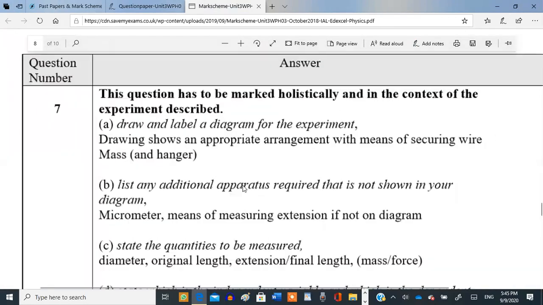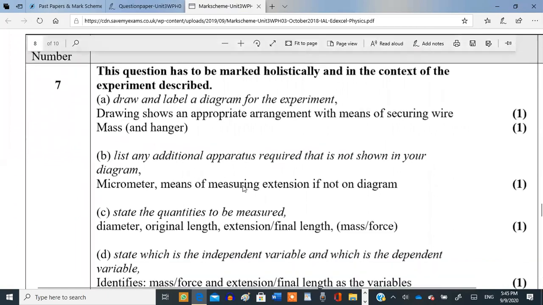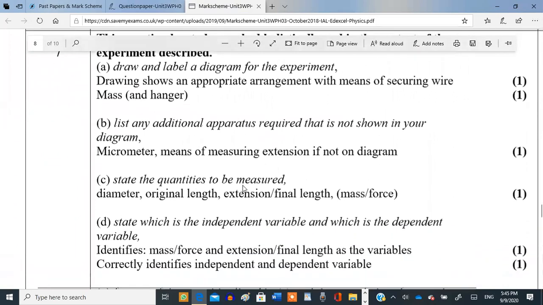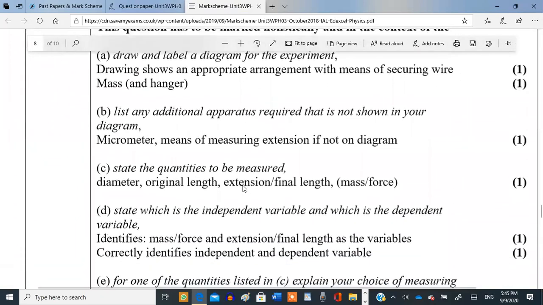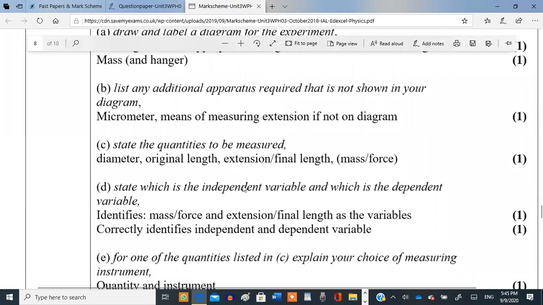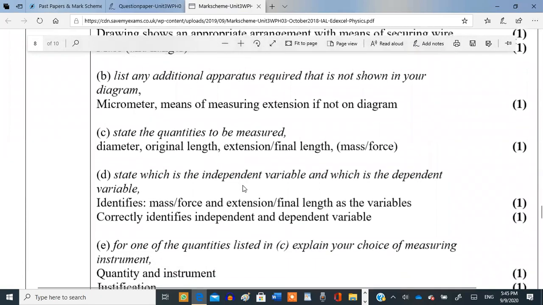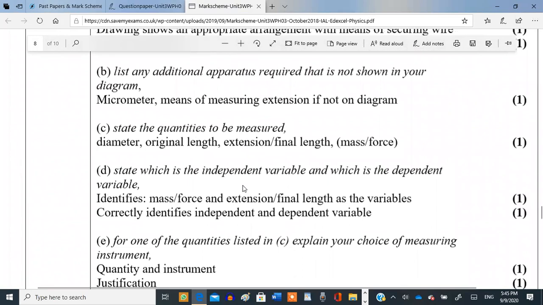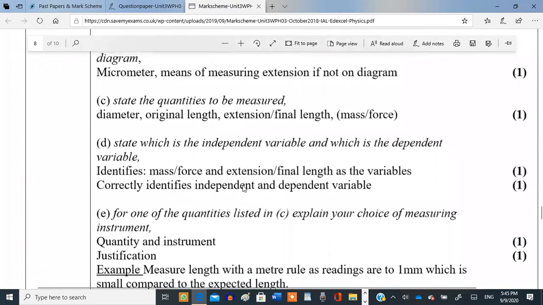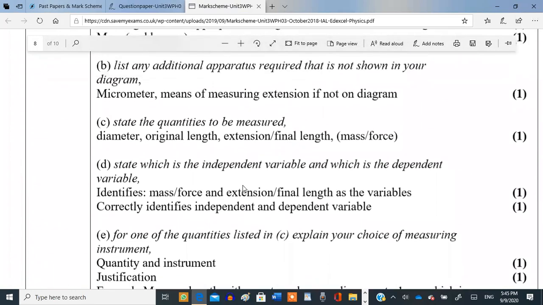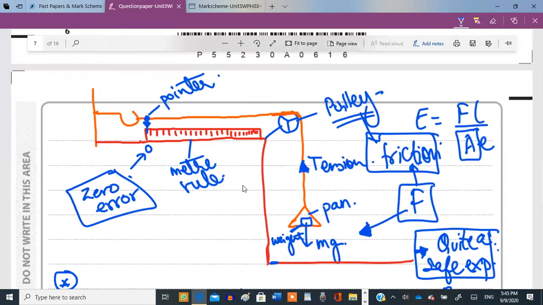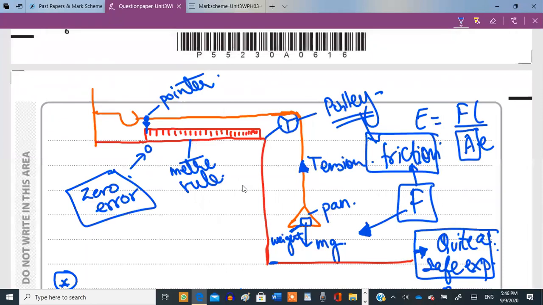Draw and label a diagram for the experiment. The drawing should have an appropriate arrangement with means of securing the wire, mass, and hanger, and so on. Okay, we did that. Then list an additional apparatus required that is not shown in your diagram. Micrometer, or means of measuring extension if not on the diagram. Okay, means of measuring extension is actually the scale. We did show that on the diagram, right? This scale over here, this one.